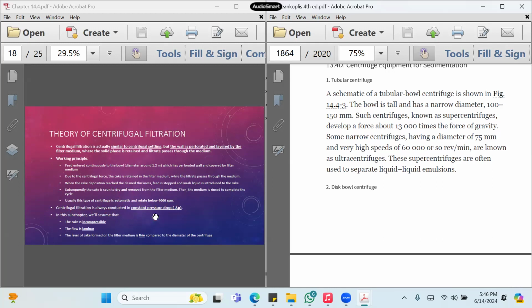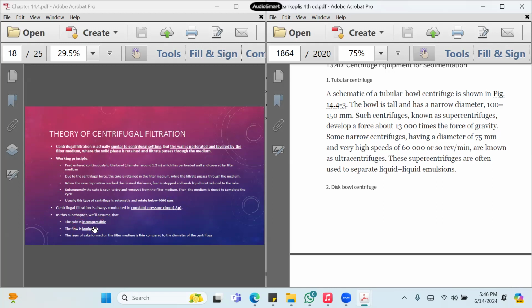Okay, so if you still remember, filtration may happen in two modes. The first mode will be the constant pressure drop. The second mode will be the constant filtration rate. However, for centrifugal filtration, it will only work in the constant pressure drop. Okay, and then there are several requirements.